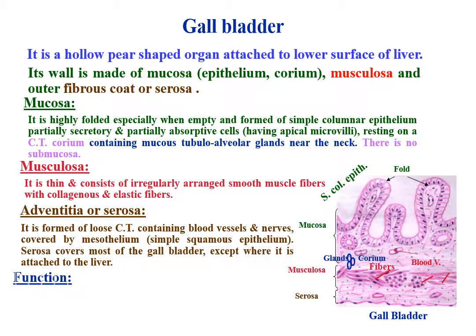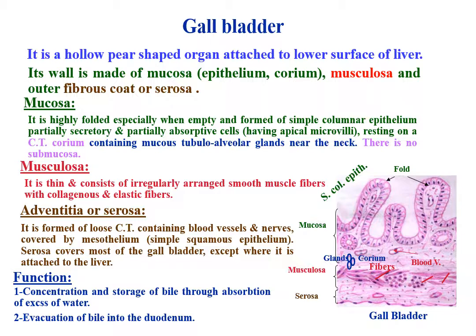Function of gallbladder. Concentration and storage of bile through absorption of the excess of water. Evacuation of the bile into the duodenum. Secretion of mucus by the epithelial cells of the gallbladder.